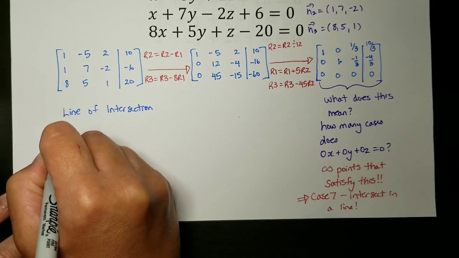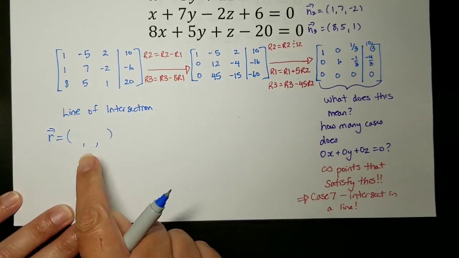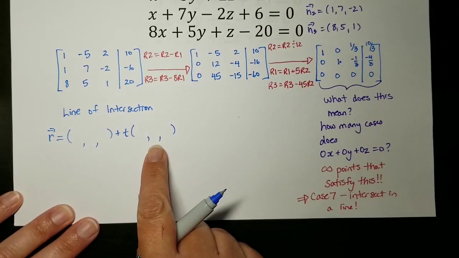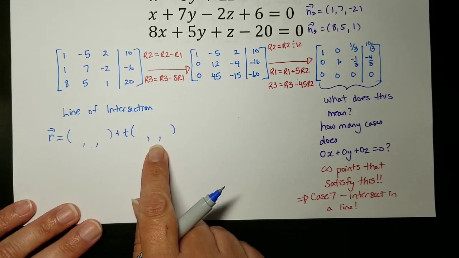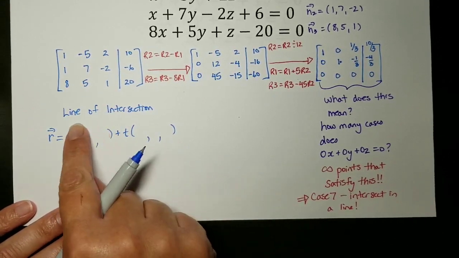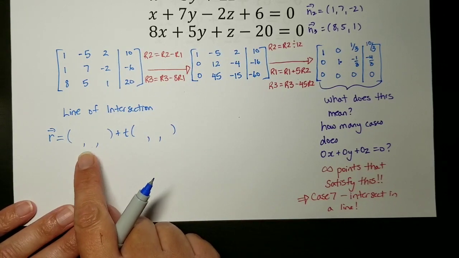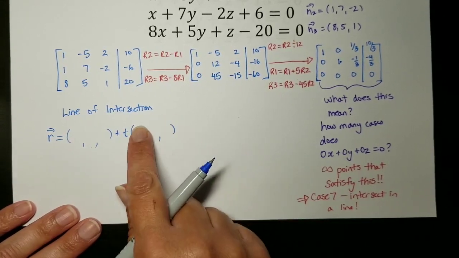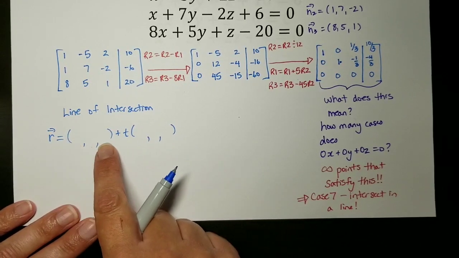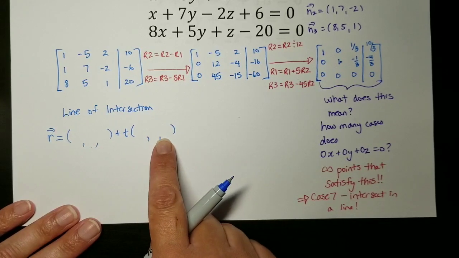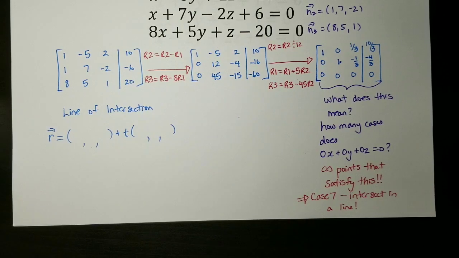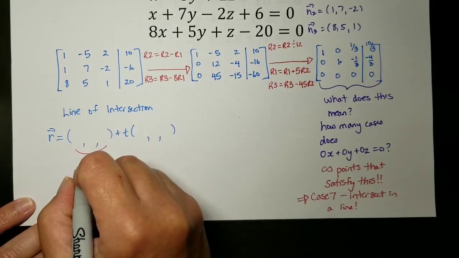So we know we're going to have something with a position vector plus a scalar multiple of our direction vector. That's what the equation of a line looks like. And we know that there's an infinite number of choices for the position vector. There's an infinite number of choices for the direction vector. This could be any point on the line, and this could be any scalar multiple. So we've got our position and our direction, but there's infinite choices.